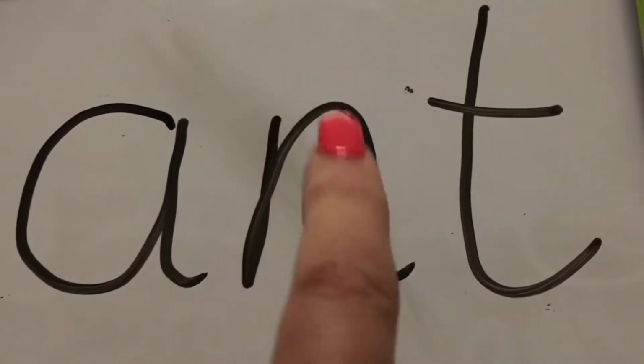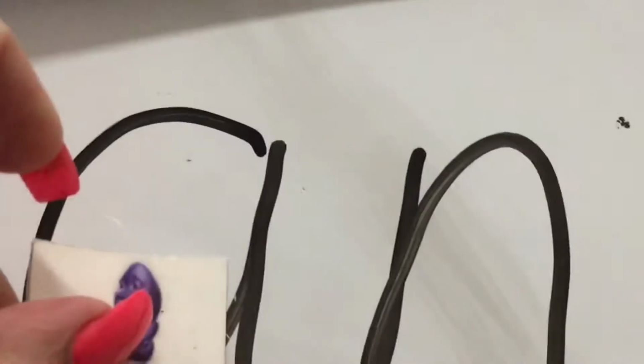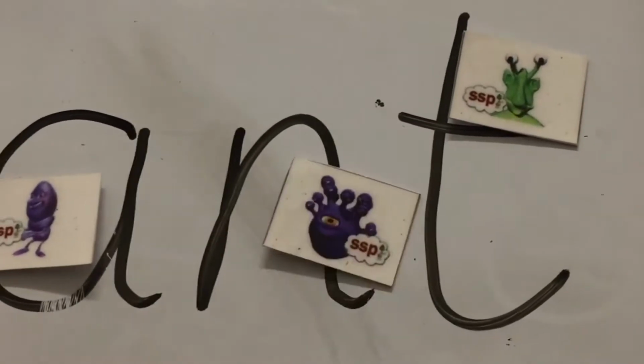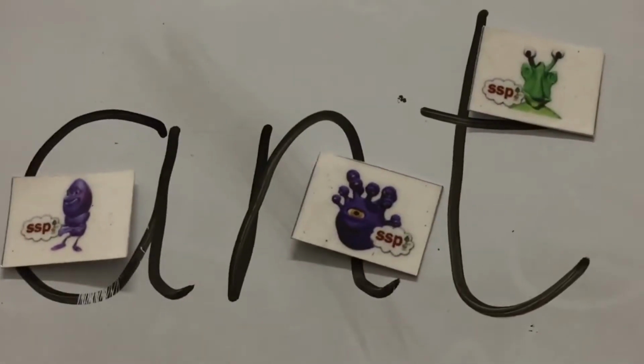Now let's say I'm in the beginning stages of learning to read and I can't remember what those squiggles are. If the speech sound monsters are embedded on these letters, I can figure it out. Let's put the right speech sound monsters on the letters. A, t. So the embedded speech sound monsters show us this A is a picture for the sound A, this N is a picture for N, and this T is the picture for T.